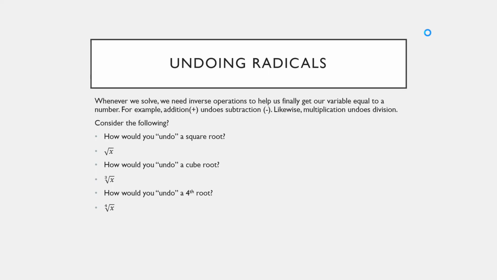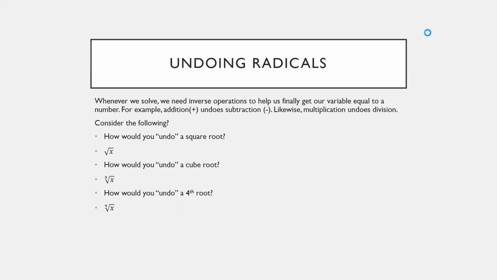So before we get into solving radical equations, we need to think about inverse operations. Every time that we solve, in order to get your variable equal to a very specific number, we needed to use inverse operations. So for example, let's pretend your equation had addition next to the variable. To undo that, we had to use the inverse operation subtraction. Another inverse operation you could use is if you're multiplying two things together, you can divide them to undo them and vice versa.